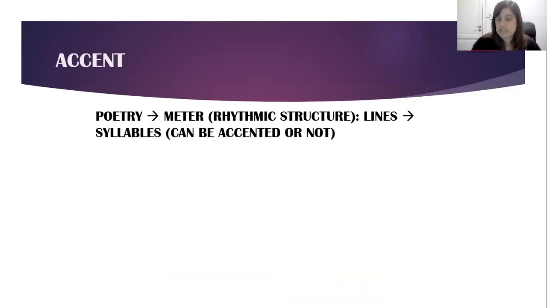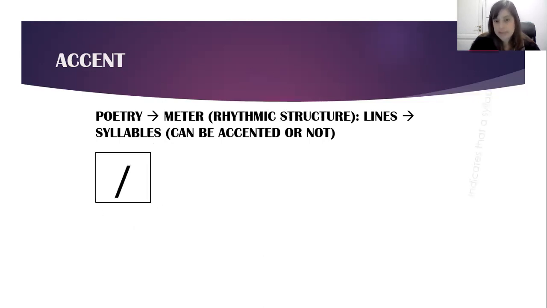Well, let's start talking about iambic pentameter. Iambic pentameter is connected with the meter of poetry. You know that poetry has meter, a rhythmic structure made out of lines, and those lines are made out of words, and those words are made out of syllables, and these syllables can be accented or not.